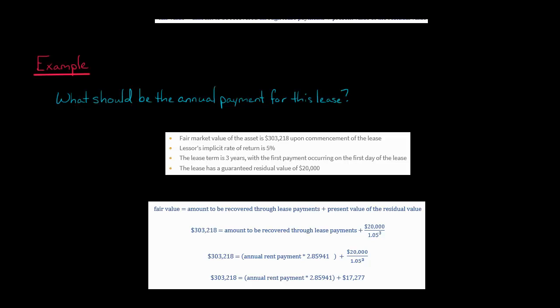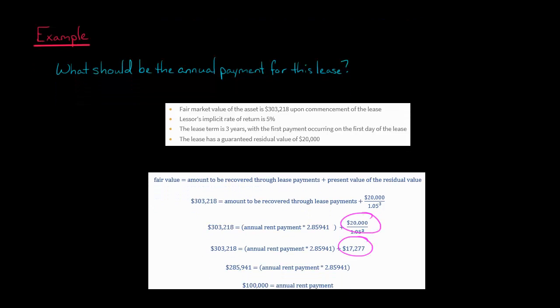Now, the amount expected to be recovered through the lease payments, we don't know what the annual rental payment is, but we do know how to discount it. It would be the present value of an annuity due for $1, for 3 periods at 5%. That is 2.85941. So the annual rental payment times the present value of an annuity due, 5% for 3 periods. We take the product of this, and we add the present value of the residual value. That should give us $303,218. So now we can just solve. The present value of the residual value, this amount right here, is $17,277 if you do the calculations.